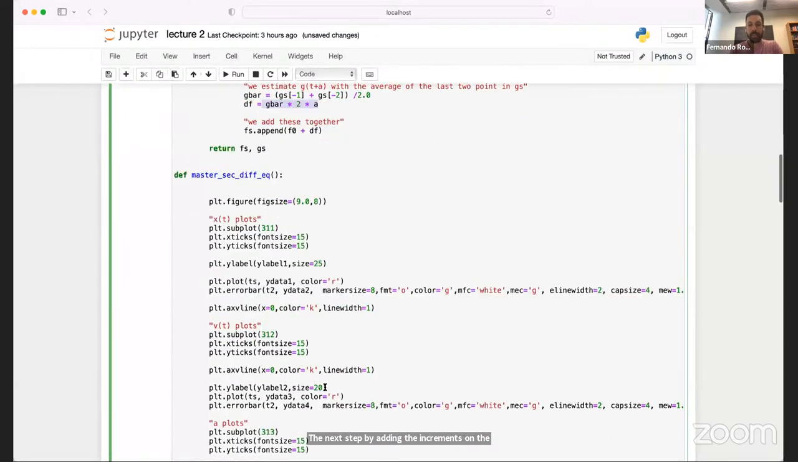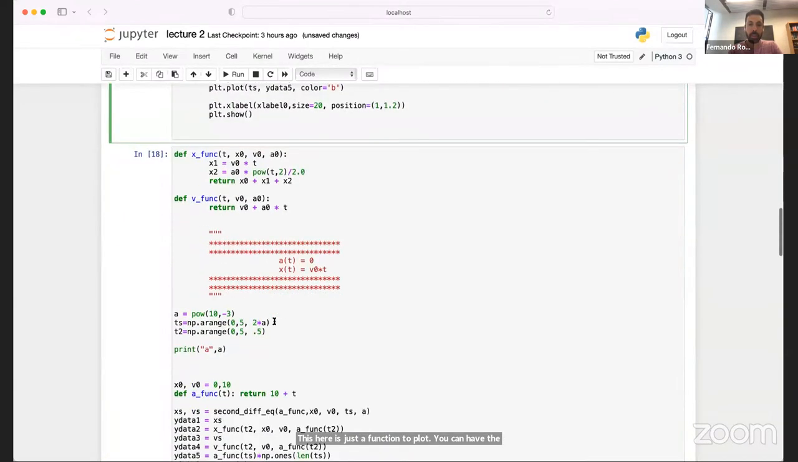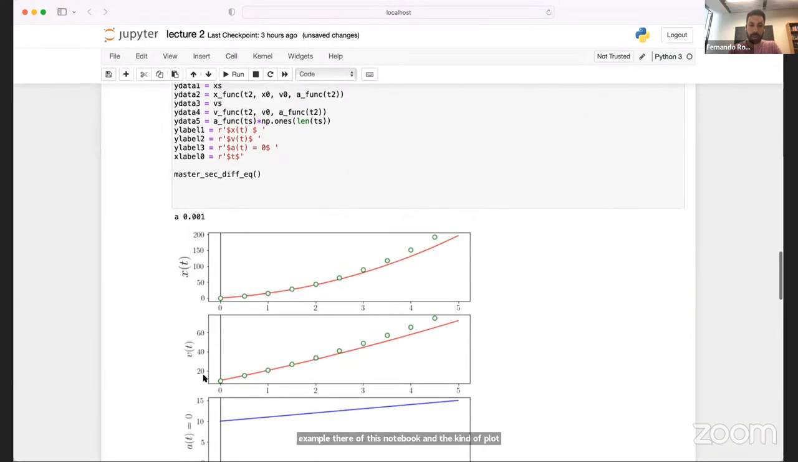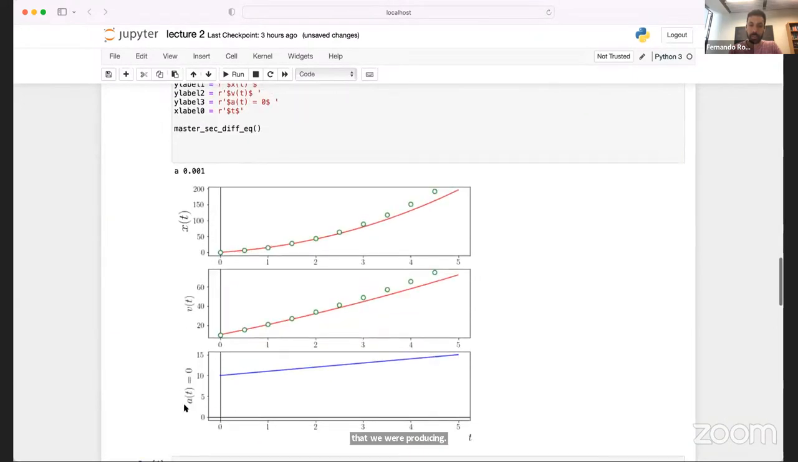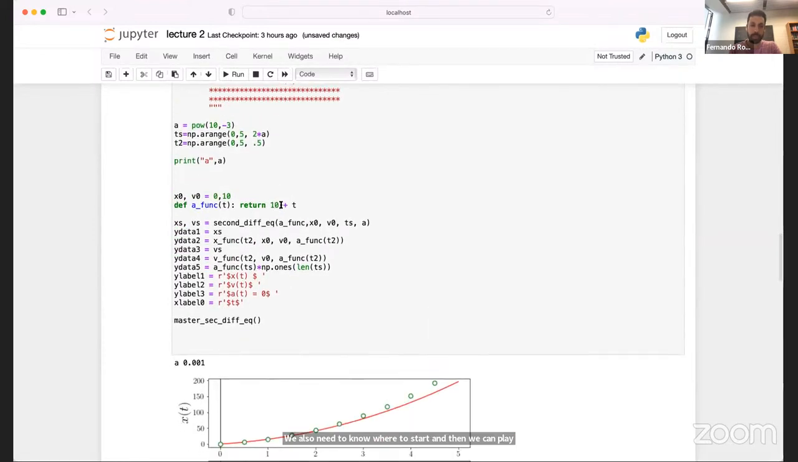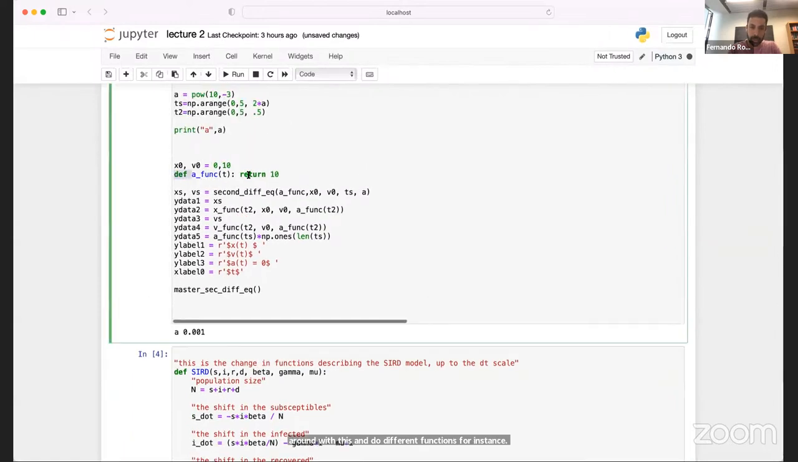This here is just a function to plot. You can have the example of this notebook later. And this is the kind of plot that we were producing. So we can choose the function. This is the input: what is the value of the acceleration and how it changes over time? We also need to know where to start, and then we can play around with this and do different functions. For instance, we can put a constant velocity, which is the function a.